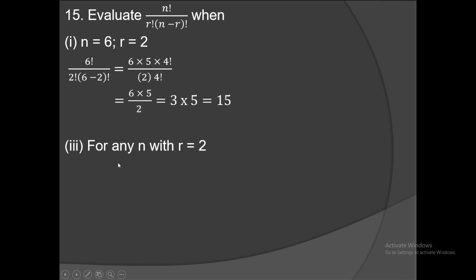Okay. Subdivision 3, I do it for any n. What do you mean by for any n? That means the n value is not given. So you have to write n as n only. r is equal to 2. Okay. So n is written as it is. In the place of r alone, I have replaced r by 2. So n factorial and this is n minus 2 factorial. So here n factorial, this is a factorial, this is a factorial.